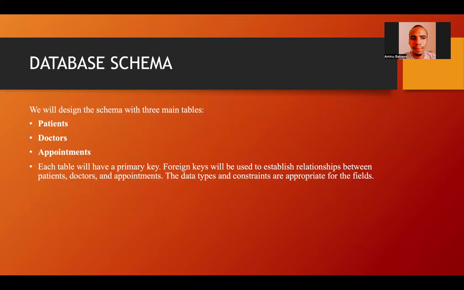So our database schema will be in three main tables, which are patients, doctors, and appointments. Each table will have a primary key. Foreign keys will be used to establish relationships between patients, doctors, and appointments. The data types and constraints are appropriate for the fields.